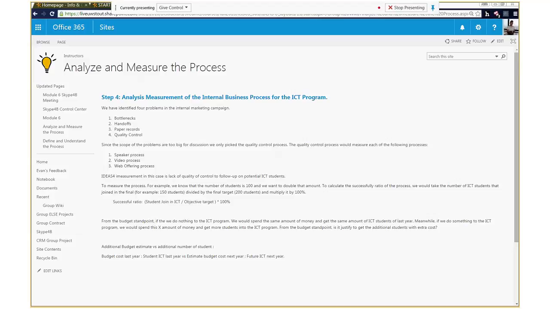Right. From a budget standpoint, if we do nothing, the ICT will spend the same amount of money. Meanwhile, if we do something to the ICT program, we could spend this X amount of money and get more students into the program. Budgeting, I think, is okay to consider. Really, from the perspective of what we've got with budget, everything is kind of constant at this point, especially with the internal marketing campaign. It is something that goes along with the ICT 103 course. We already have a CRM system in place. We just need to build this process, this campaign, into the platform, which is our department CRM, which we just got.